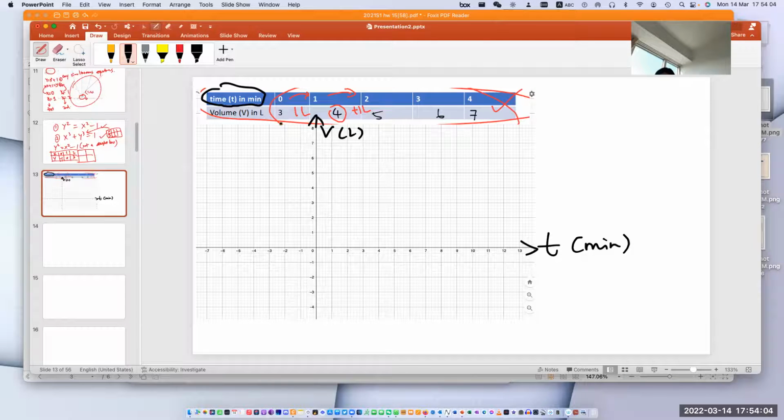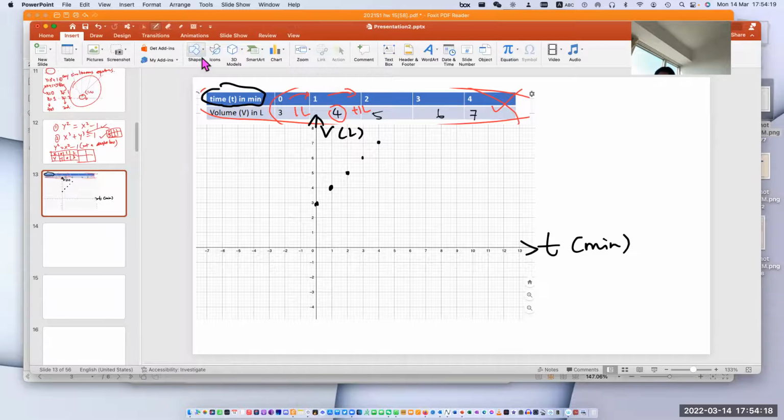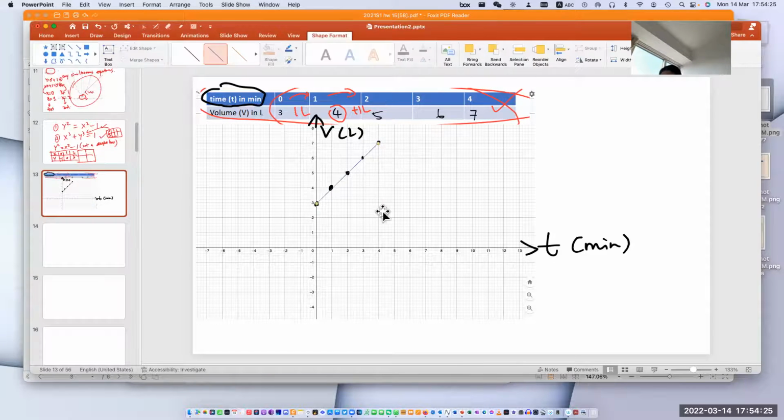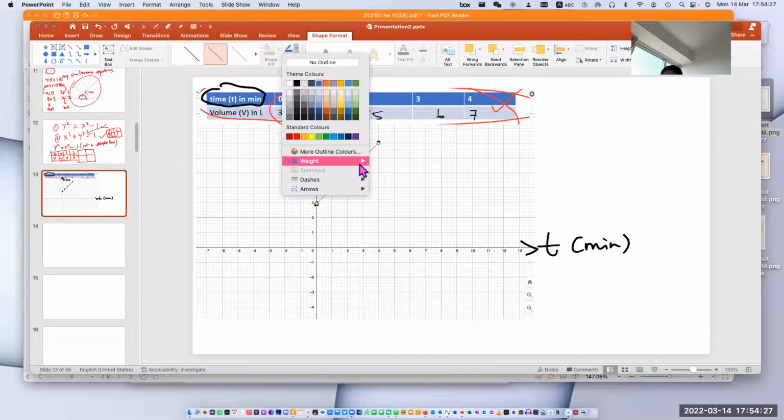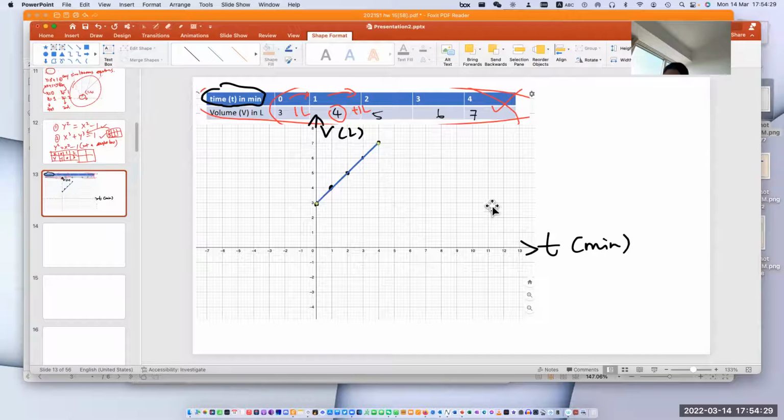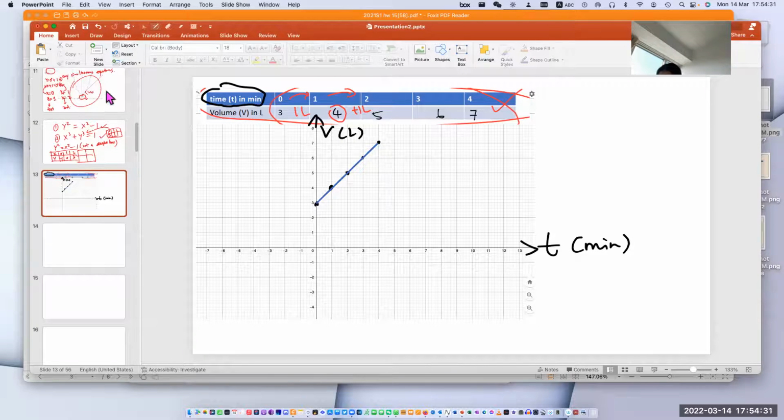First point, 0 and 3. Next point, 1 and 4. Here. 2 and 5. Here. 3 and 6. Here. 4 and 7. Yeah. Oh, okay, good. Done. Link it up. Very fast. It's a no-brainer. I mean, it doesn't require a lot of brain power. Hopefully for you. Done.